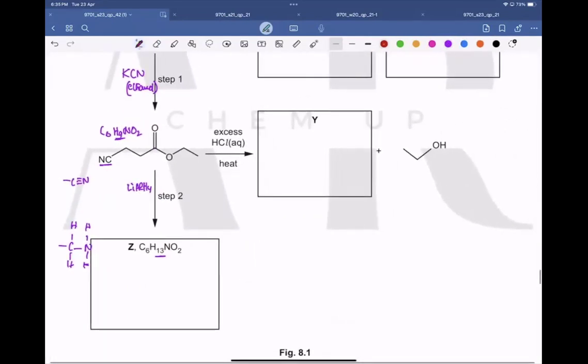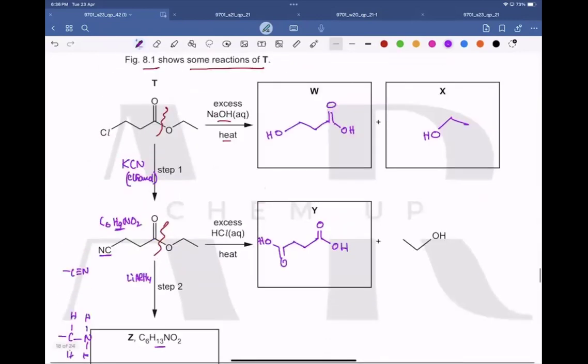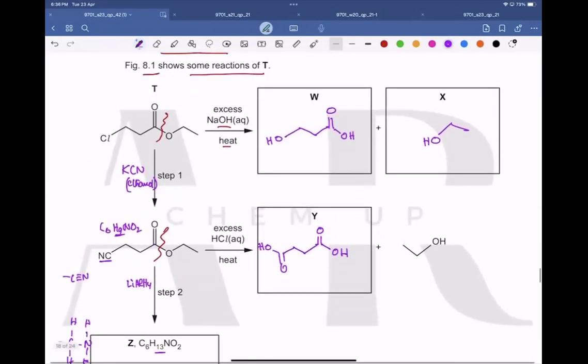Okay. And here it's a hydrolysis with excess HCl. So see, alcohol is formed, and over here with acid, nitrile is also hydrolyzed to form carboxylic acid. So this carbon becomes carboxylic acid, and this carbon also becomes carboxylic acid. So we are done with W, X, and Y.